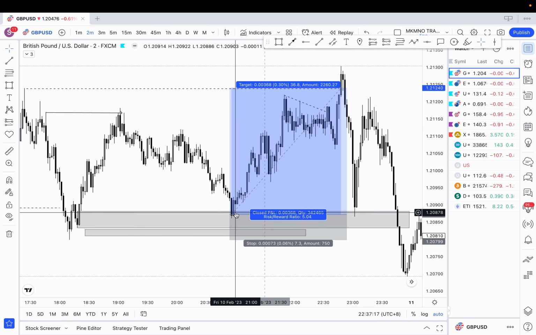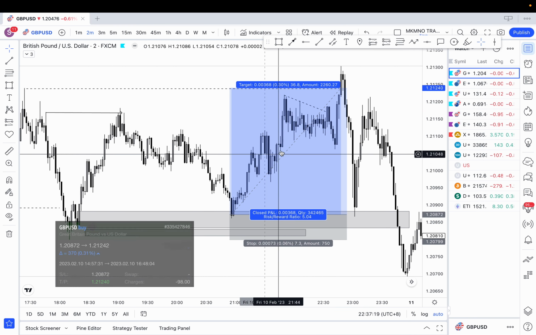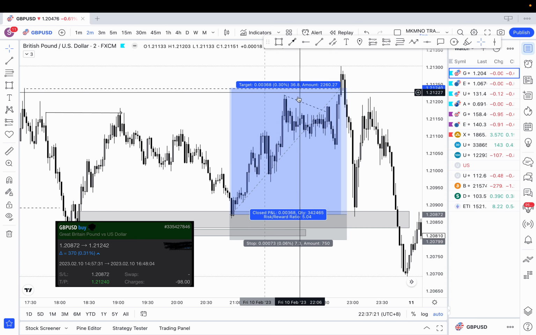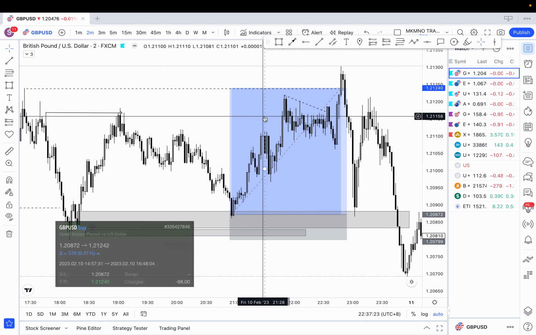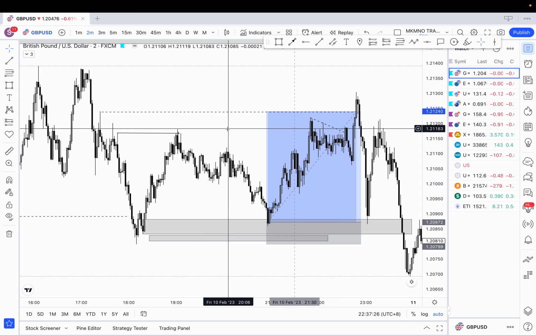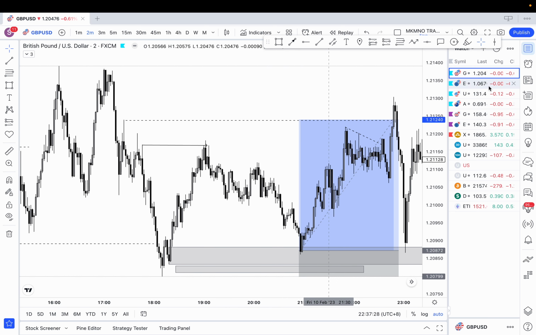And just nice, after I entered, it was consolidating here and there, and it was a good setup. It was a quick 1 to 5, and I was done for the week. Based off that, I'm up 30% for that week. So yeah, I had a good week.